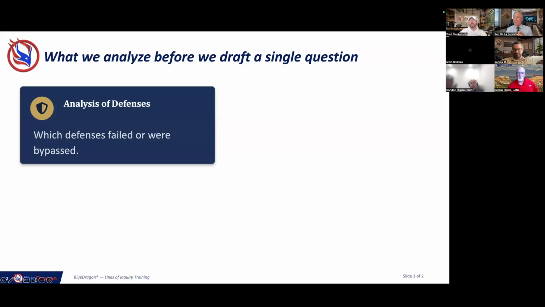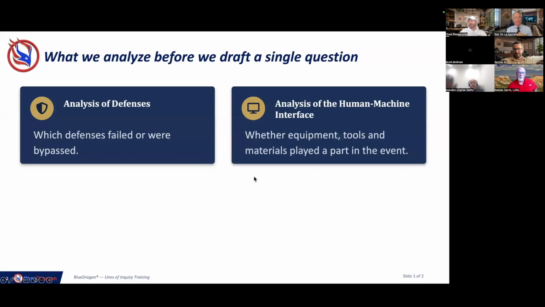Equipment interfaces. Yes, the human machine interface. So that's another key area. And we look at whether the tools, the equipment, the materials involved in whatever the event or problem is, if that's creating a problem for us.